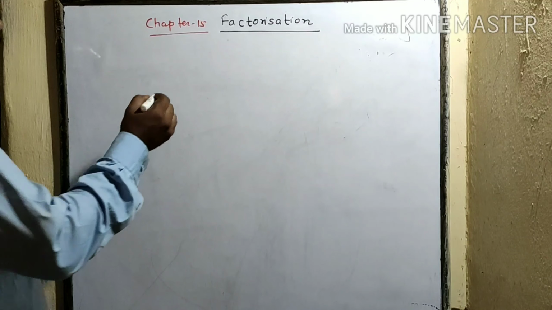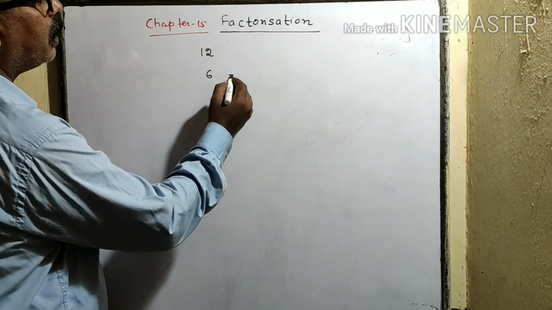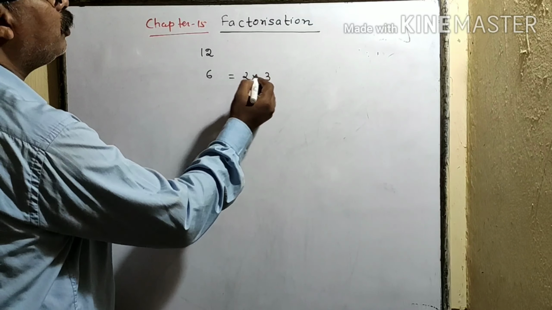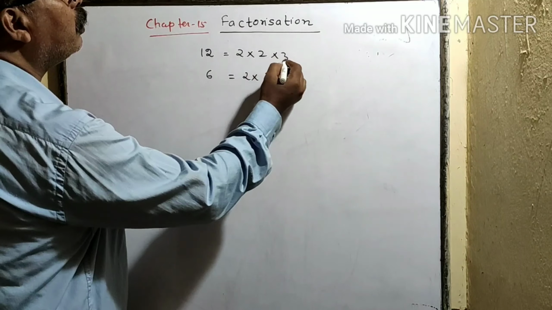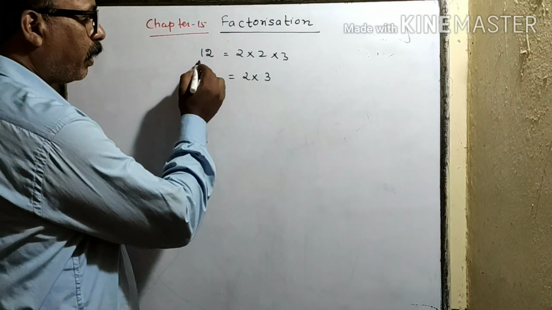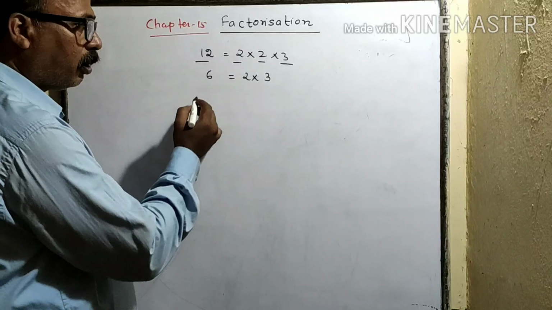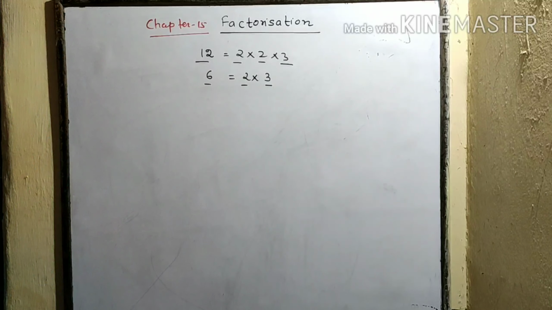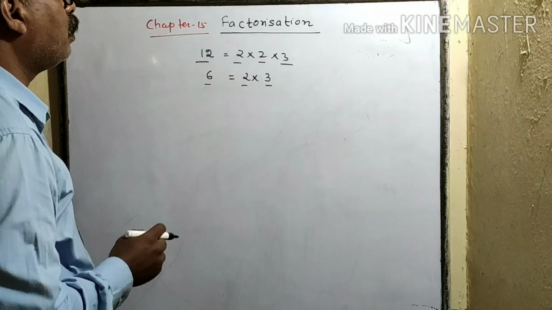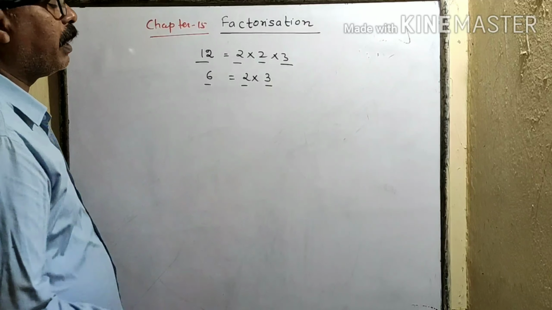If we are writing the numbers 12 or 6, 6 can be represented as 2 into 3 and 12 can be written as 2 into 2 into 3. So we'll say that 12 has been factorized to 2 into 2 into 3, and 6 has been factorized to 2 into 3. So factorization is actually the process of representing a given expression in terms of the product of its factors.